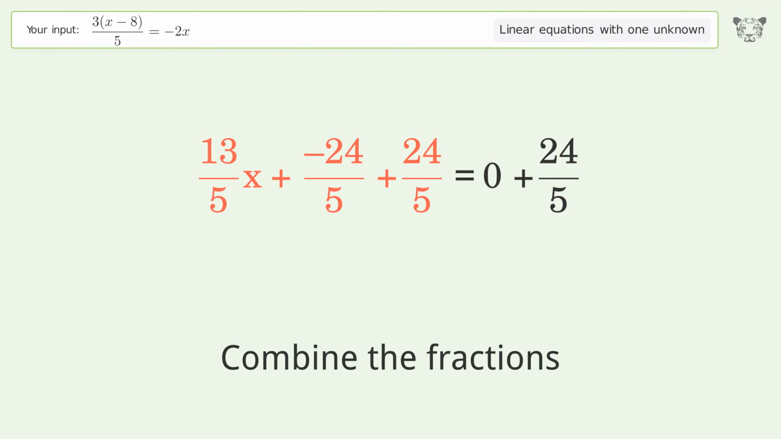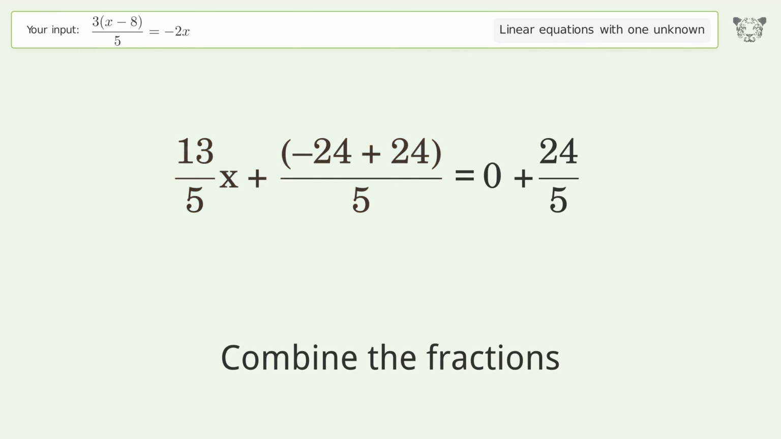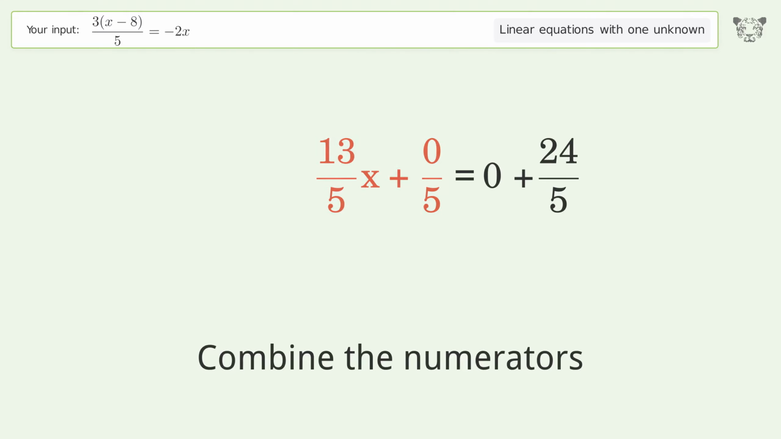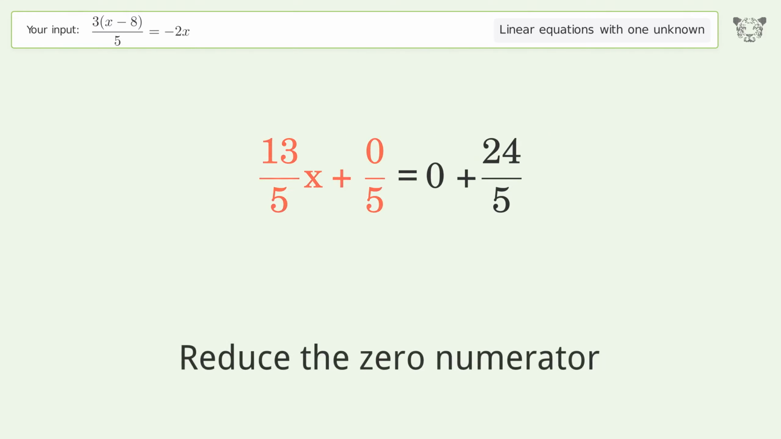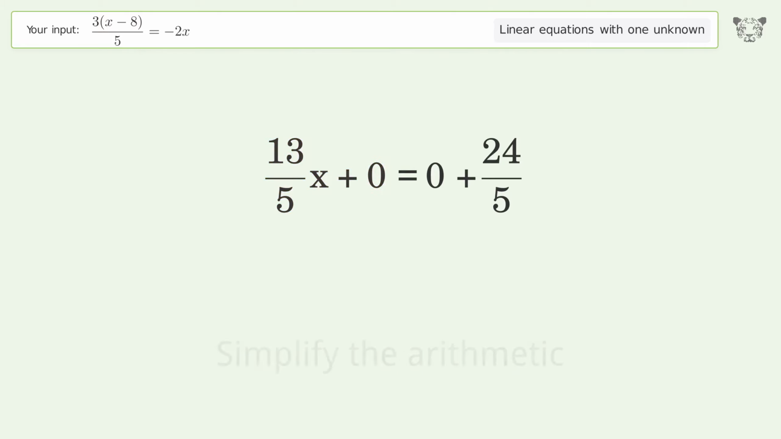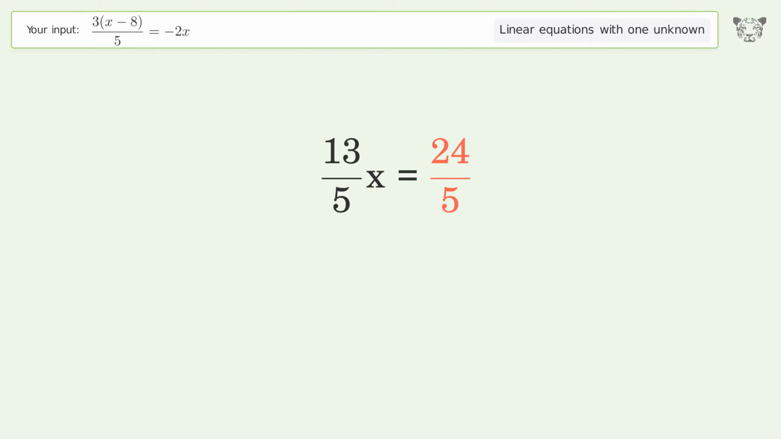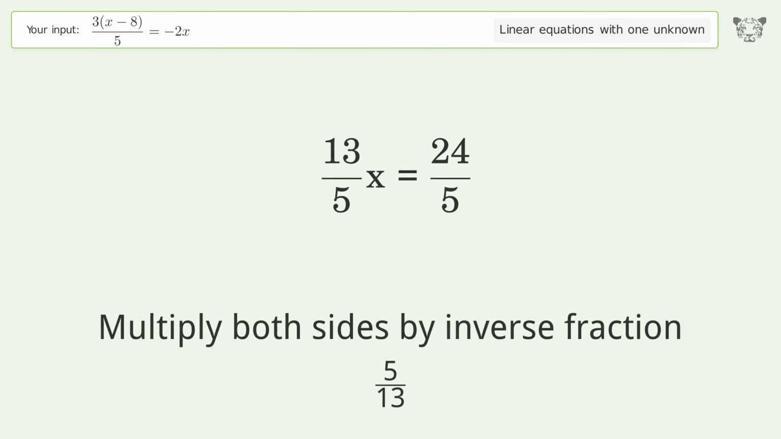Combine the fractions. Combine the numerators. Reduce the zero numerator. Simplify the arithmetic. Isolate the x. Multiply both sides by inverse fraction 5/13.